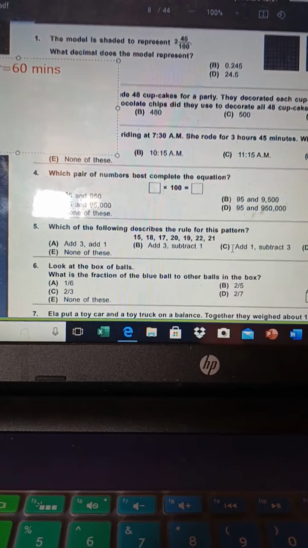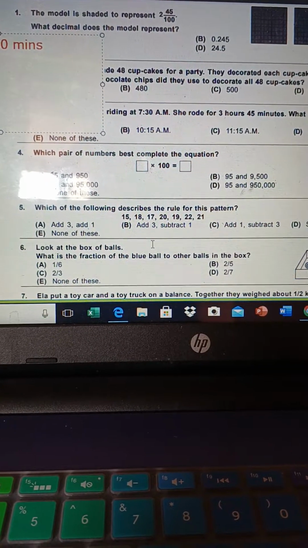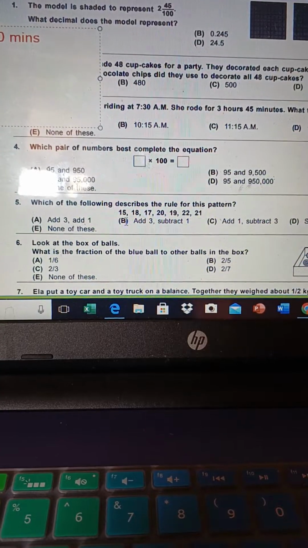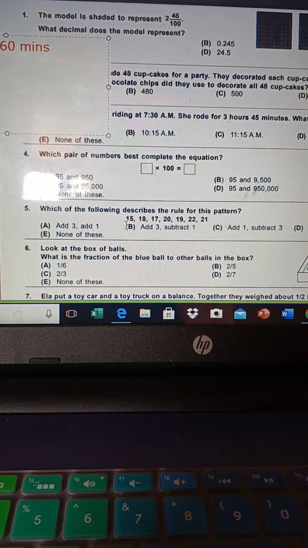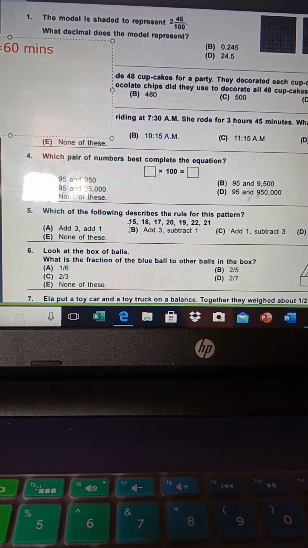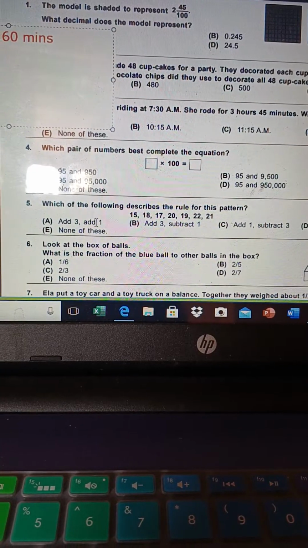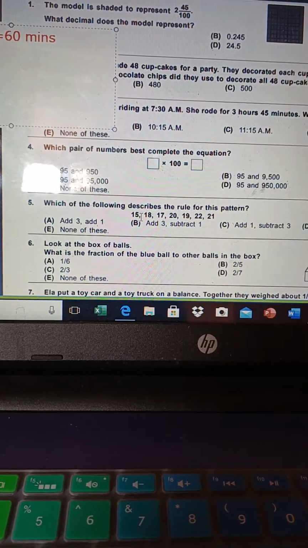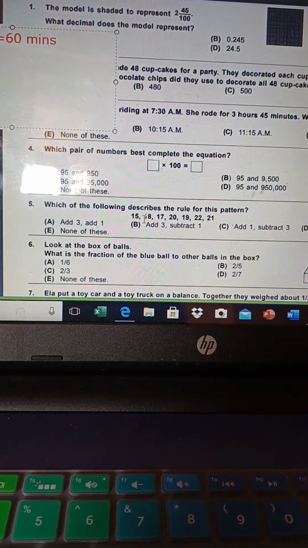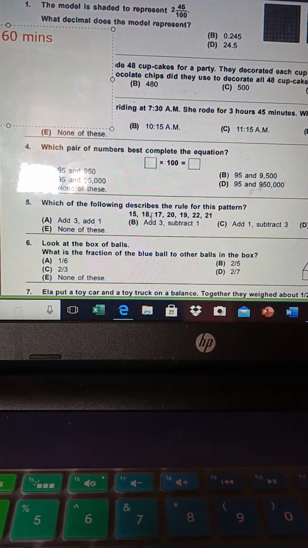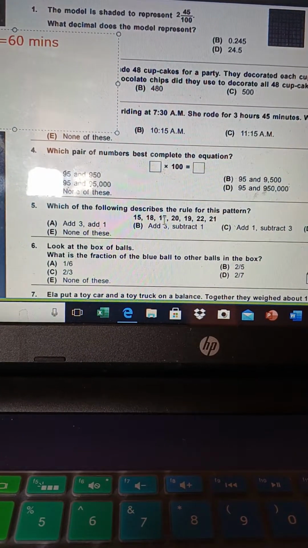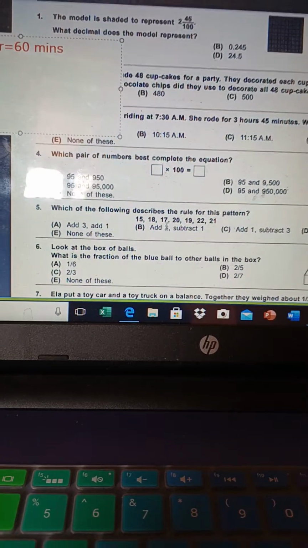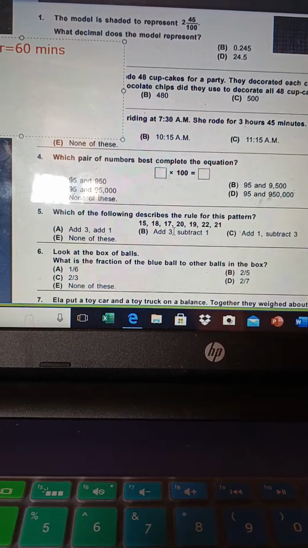Which of the following describes the rule for this pattern? We have to find out which is the correct answer for this pattern. So if we add 3, see, 15 plus 3 is equal to 18. And then if we add 1, it will not give us the correct answer, because 18 plus 1 equals 19, and here instead of 17 we have to put 19. So this is not the correct answer.